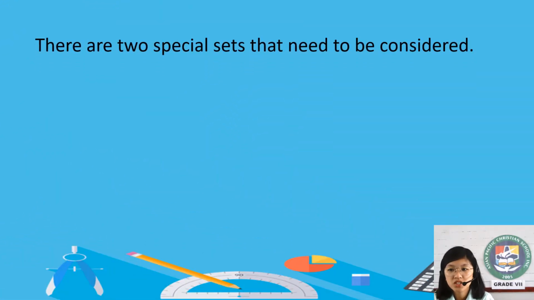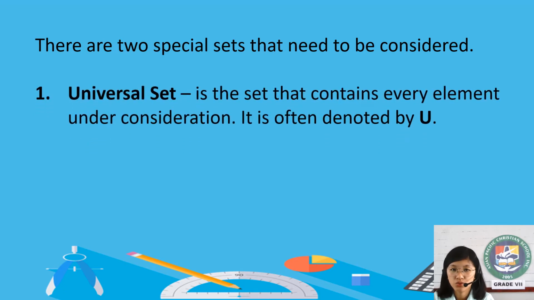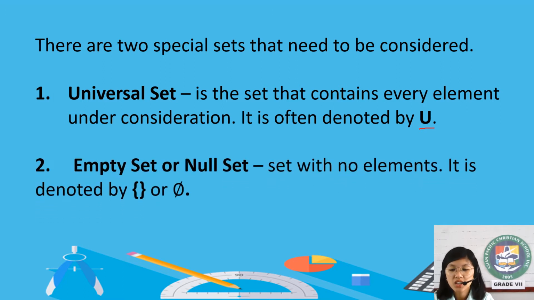And there are two special sets that need to be considered. So yung first is universal set. And ano ba yung universal set? It is the set that contains every element under consideration, and it's often denoted by, ayan, yung big letter U. That is the symbol for universal set. And second one, we have the empty set or null set. It is a set with no elements, and it is denoted by 2 brackets or etong symbol na ito, which is empty set or null set.